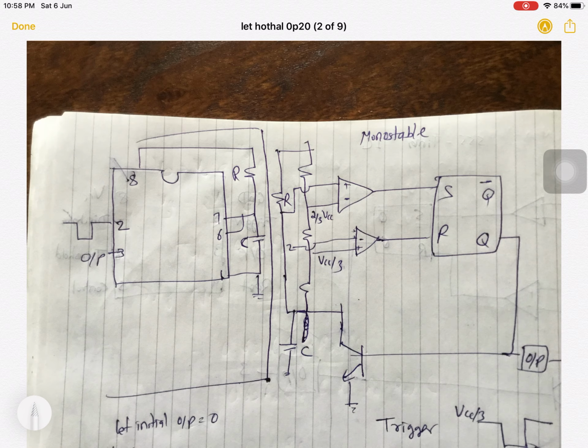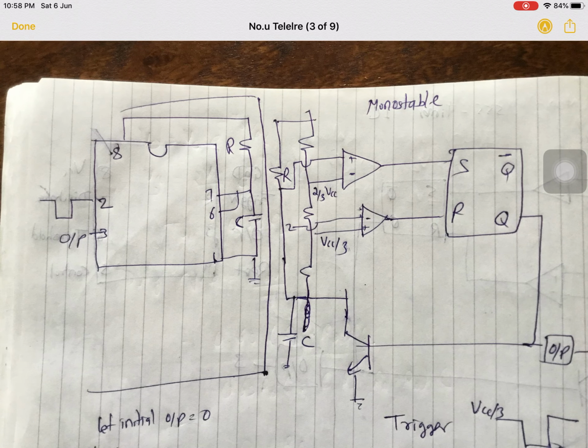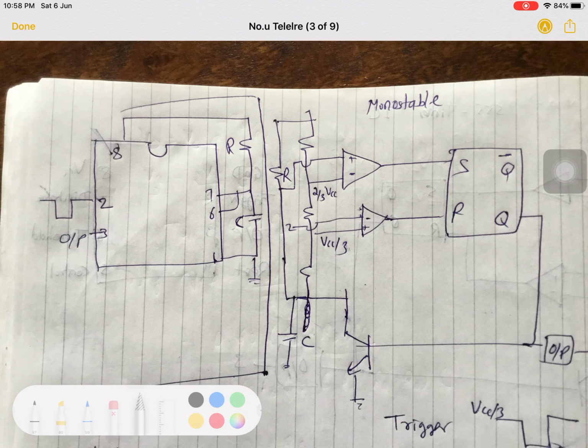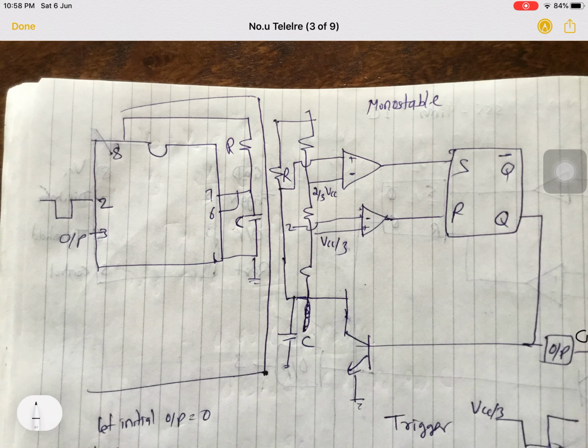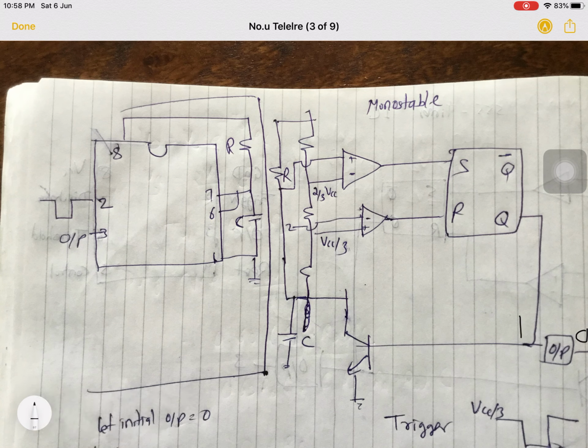As I have already told you, the output is nothing but an inverter. So how does this circuit work? Let us start with that. Let us assume the initial output is 0. If the output is 0, then this must be 1, because the output is nothing but an inverter stage. If this is 1, it means this transistor is on.